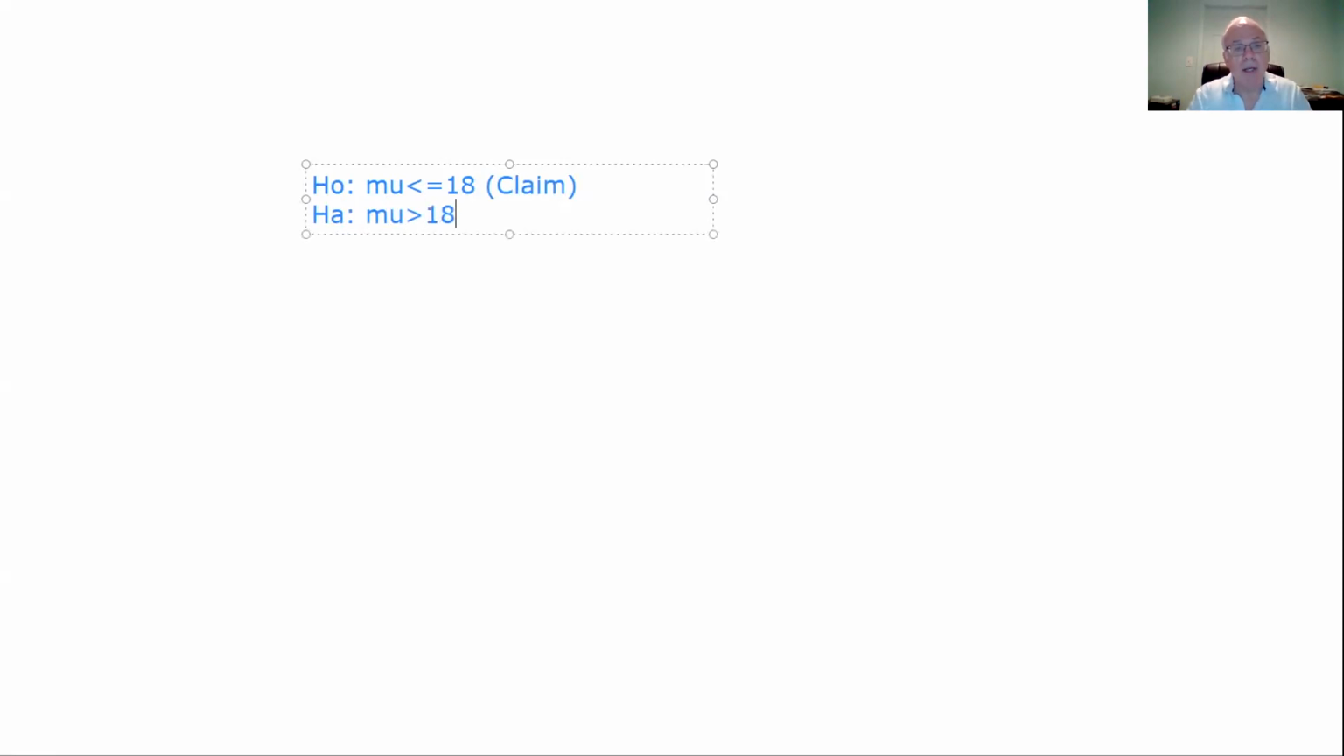Greater than 18. All right. So that would be step number 1. This would be our null and alternative hypothesis. Mu less than or equal to 18 is our null hypothesis, which is the claim, at most 18. And therefore, the alternative would be mu is greater than 18. All right. So that would be the null and alternative hypotheses. I hope everybody is clear about that.